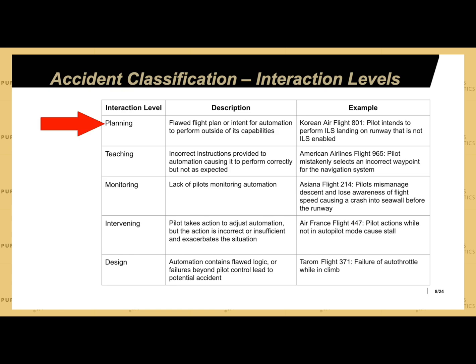The first level is the planning stage, which is when pilots generate the flight plan. An error at this stage could be that the pilot's plan is outside of the capabilities of automation, such as trying to use ILS when ILS is not enabled on a runway, as was the case with Korean Air Flight 801.